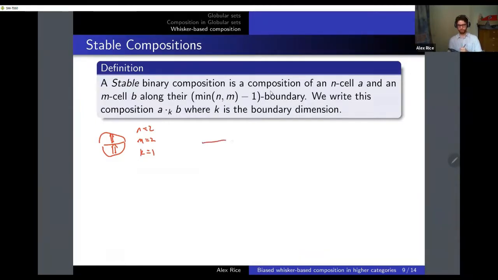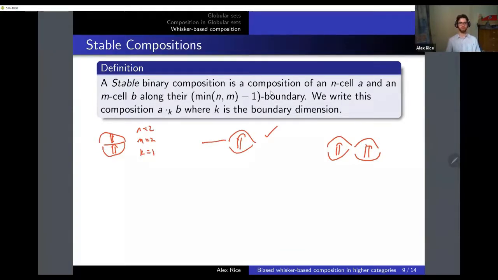Similarly, if we take this whiskering we saw earlier, then this is also fine because we've now got a one cell and a two cell, and we're composing along a zero boundary, so that also adds up. And then as a counterexample, this horizontal composition we saw is not stable as it's two cells and we're composing along a zero boundary.